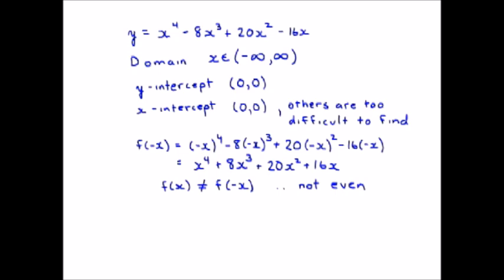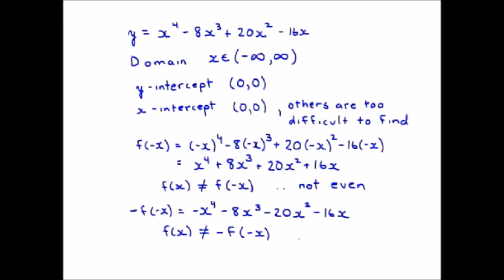Well, then we have to check if it's odd. To be odd, f of x has to equal negative f of negative x. So I merely take the answer for f of negative x that I previously worked out and multiply everything by negative 1 so that I obtain negative f of negative x. And I find that negative f of negative x is equal to negative x to the 4 minus 8x cubed minus 20x squared minus 16x. This is not equal to f of x. Therefore, the function is not odd.